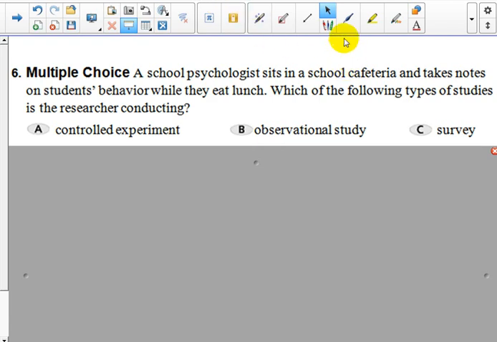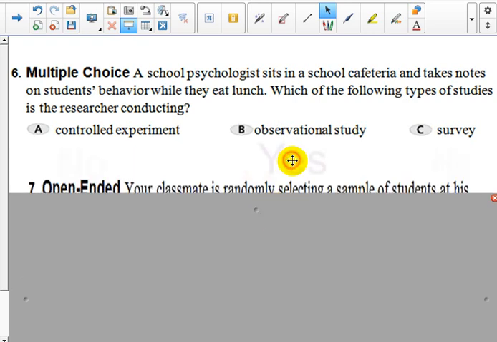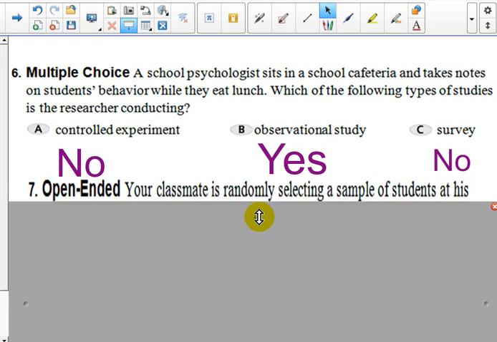Now, let's look at number 6, the multiple choice on your homework. A school psychologist sits in a school cafeteria and takes notes on students' behavior while they eat lunch. Which of the following types of studies is the researcher conducting? Controlled experiment, observational study, or survey? Observational study, that's correct. All right, so make sure you circle that. Any questions? I know I'm going a little fast, but I think the pace is okay?